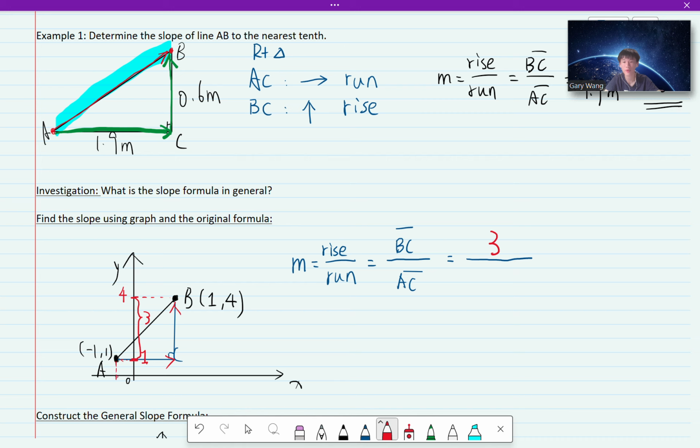Similarly, we can see that point A corresponds to an x coordinate of -1, and B corresponds to an x value of 1. So even though this graph is not very drawn to scale, we can see that the distance between point A and point C is exactly the distance on the x-axis between -1 and 1, which is 2. So we can just substitute the values in, and we get the slope of line segment AB would be 3/2.